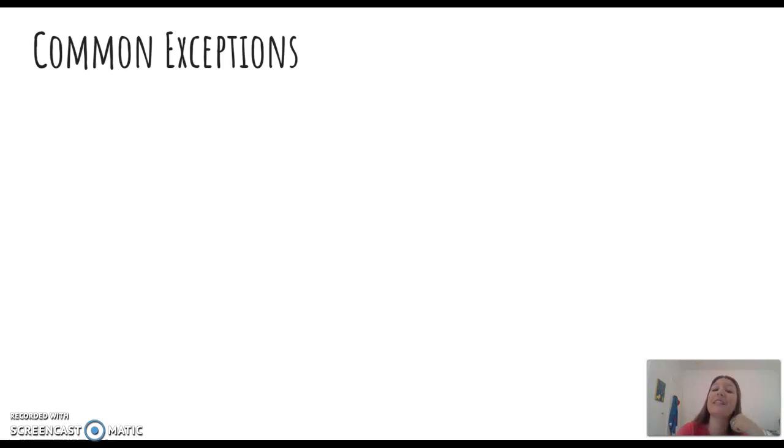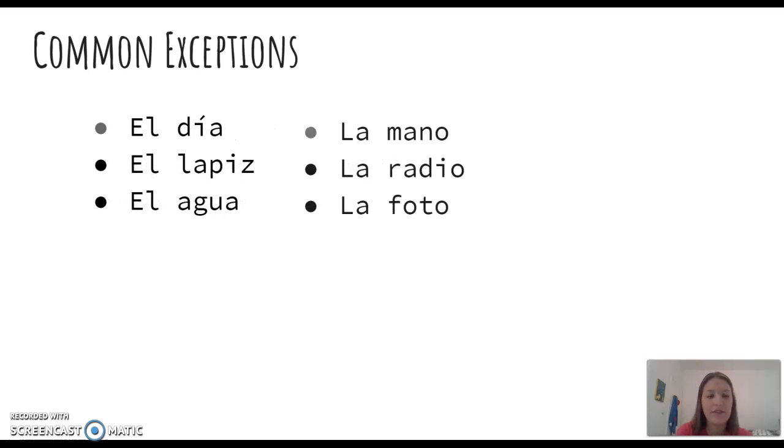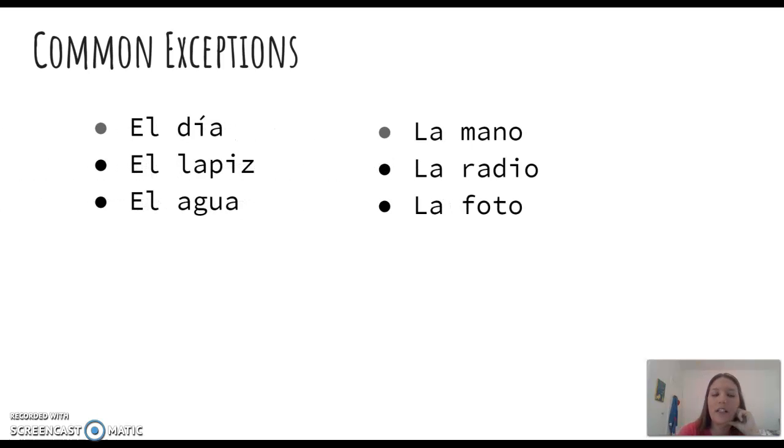There are exceptions, however. This rule doesn't always apply, and there's a few exceptions. Okay, so these are already on your paper, so no need to write these down, but look at the examples here. El día ends in A, but it is not la día, it's el día. And you can see the other ones. El lápiz, el agua, la mano, la radio, la foto.